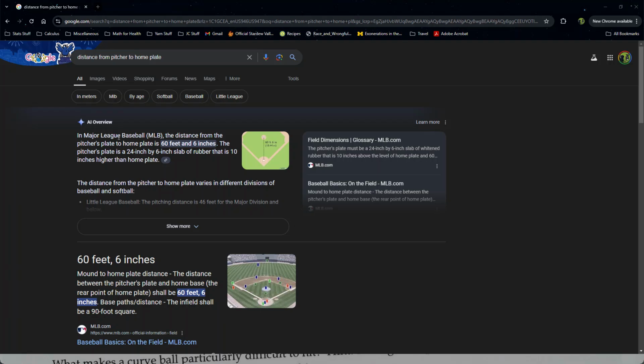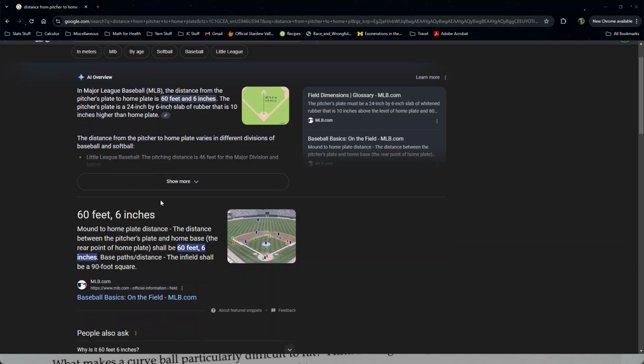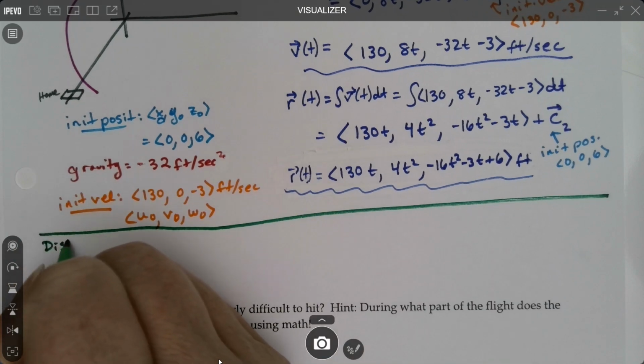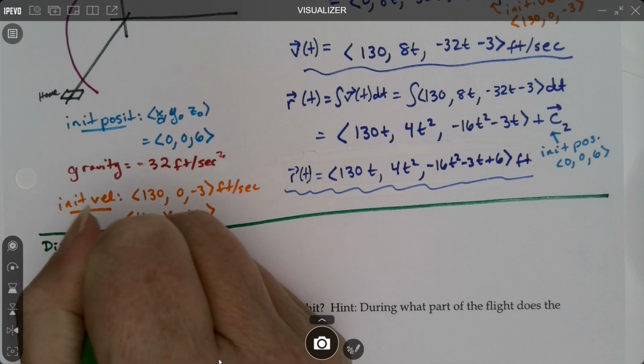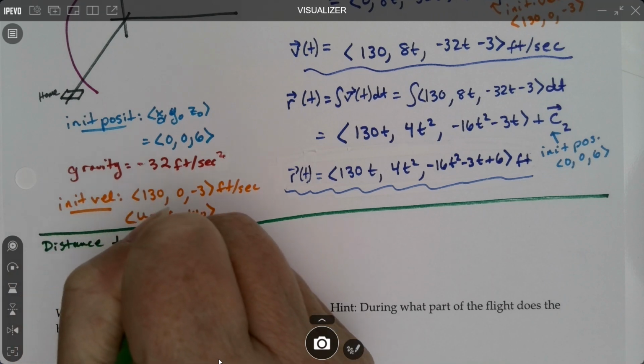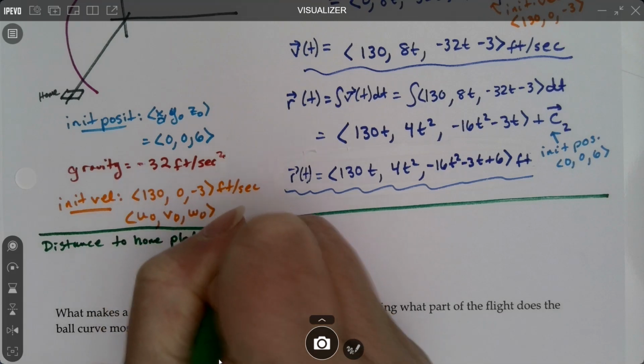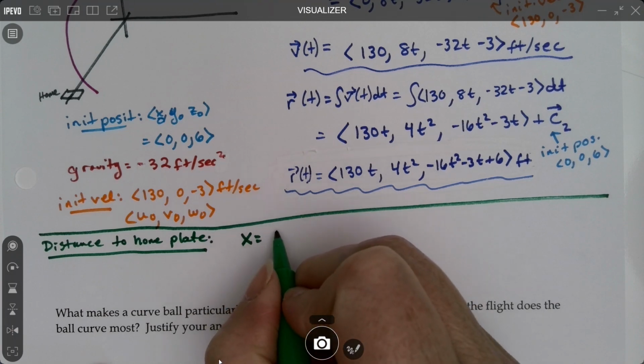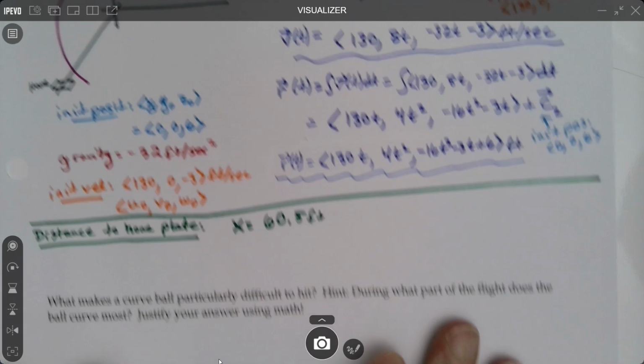Well, to do that, we're going to need to know how far away it is. So I just Googled this, right? The distance from the pitcher to the home plate, of course, it varies a bit from where the pitcher stands and stuff, but we're going to go with the mound to home plate is a distance of 60 feet, 6 inches. So that'd be 60.5 feet. Okay, so distance to home plate would be in the x direction. So it'd be x equals 60.5 feet, right? 60 feet, 6 inches.